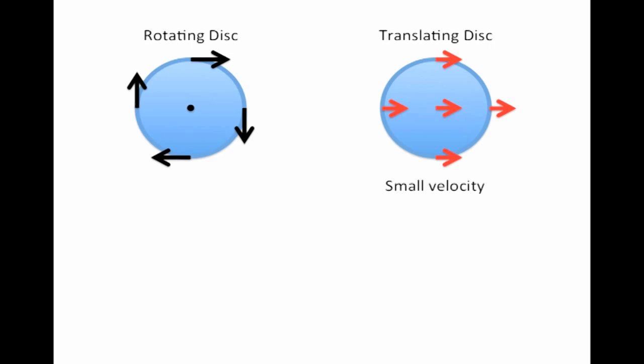Let's take a look at a rotating disk that's translating with a fairly small velocity. For this video, we'll take the positive x direction to the right and positive rotation to be clockwise.